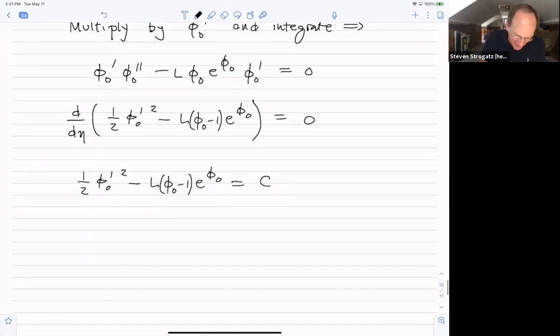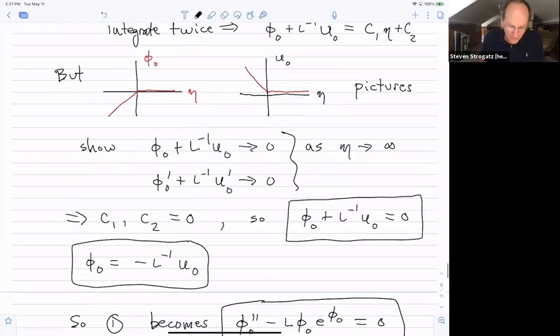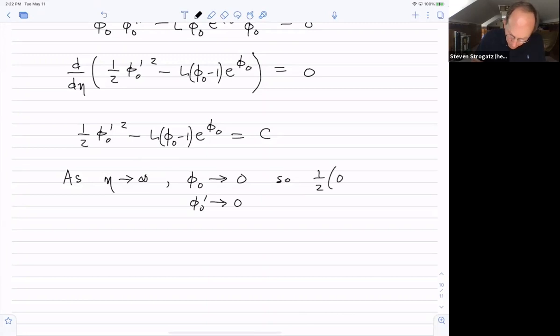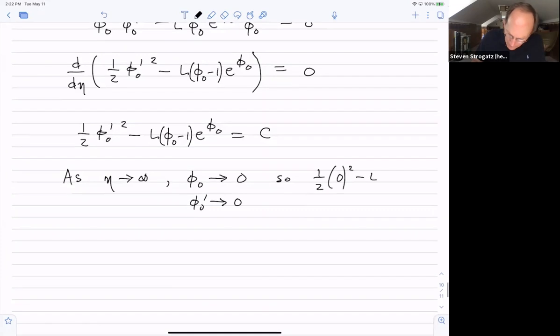So now, how can I evaluate the C? Just notice one thing. As eta goes to infinity, I have some nice information. Go back to this simplified picture. As eta goes out to positive infinity, we know phi zero becomes identically zero, and so does phi zero prime. So we get one half times zero squared, minus L times phi zero minus one, which is zero minus one, and then e to the phi zero is e to the zero, which is one. So all of this is equal to C.